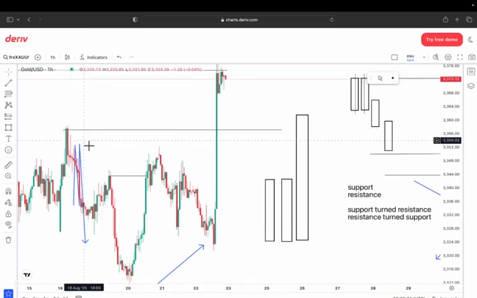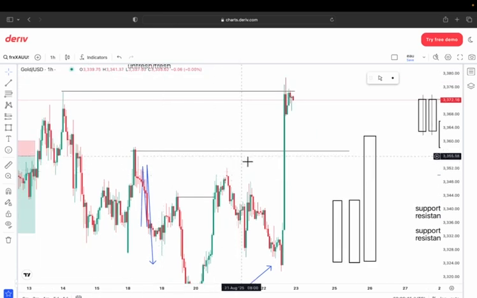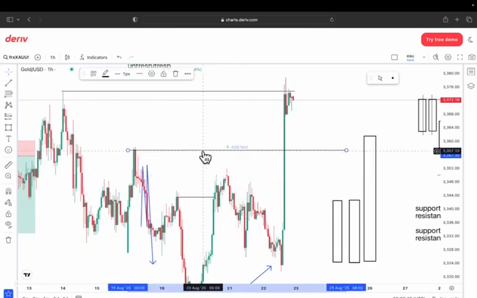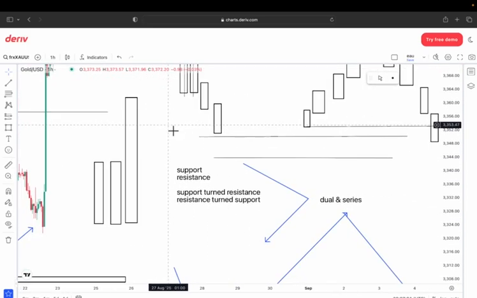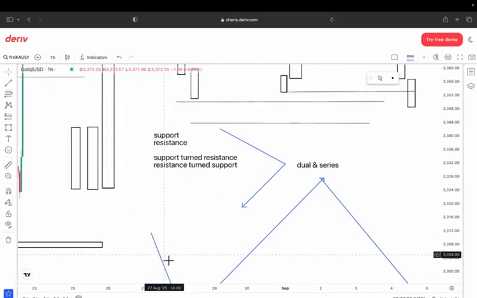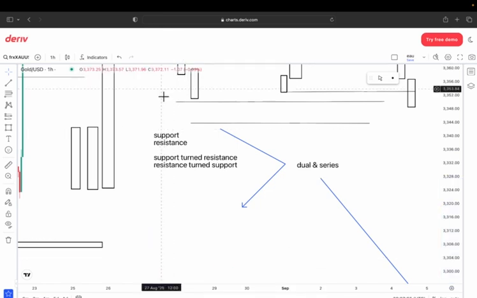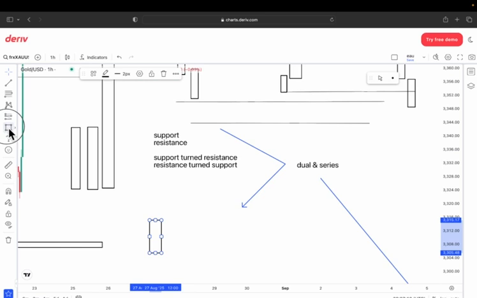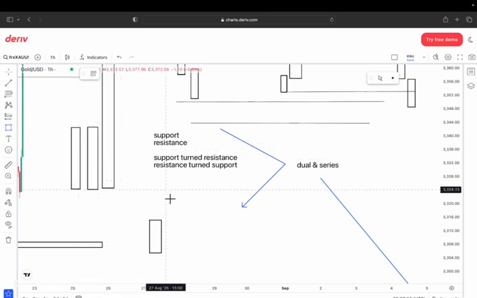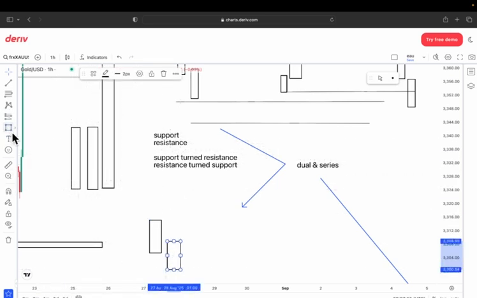Now how can this resistance turn into a support? Price has to fail at that resistance, and while failing that resistance, it has to close with the body of the candle. Everything we are doing has to be the body of the candle. I'm still going to put it as the dual and the series, though there is nothing like that. I'm just putting it so you can understand. Now I'm going to draw this one. What I drew here is the dual. I'm going to draw the series.